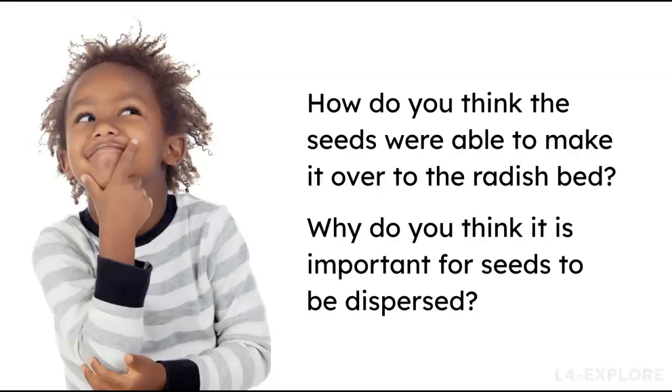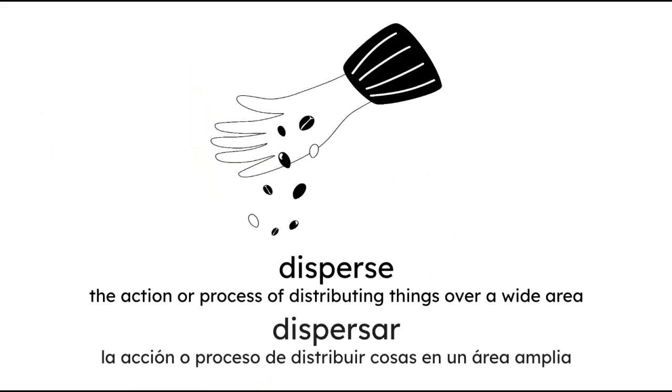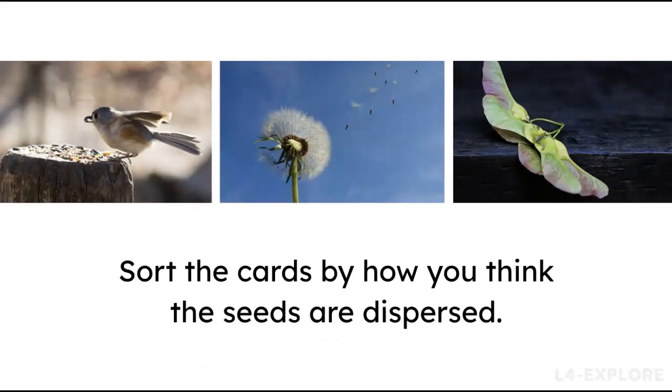For the Explore portion, you'll discuss how plants' fruits have seeds inside them and why it's important that seeds have different ways of spreading or dispersing to new places. You can post and discuss the Disperse vocabulary card. You'll then divide the students into groups and give each group a set of seed cards to examine. You may also provide students with real seeds and hand lenses if you would like. You'll have students sort the cards by how they think the seeds are dispersed.